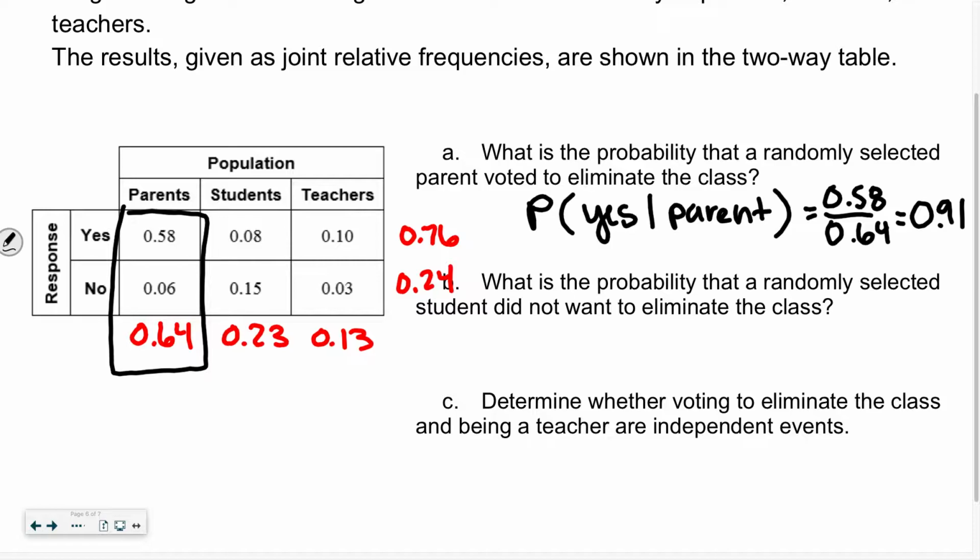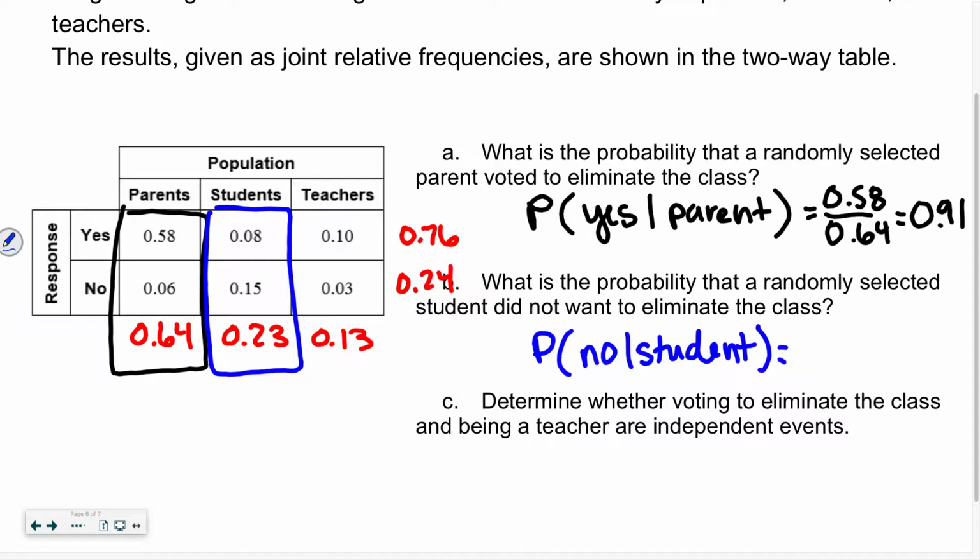What is the probability that a randomly selected student did not want to eliminate the class? So now we're looking only at the column for students. Okay, so we're going to focus on our students over here. That's the probability that we said no, given that we were a student. And that would be what? 0.15 over 0.23? And what did you guys get for that? 0.65? Okay, 0.65. So there seems to be some discrepancy there between parents and students.